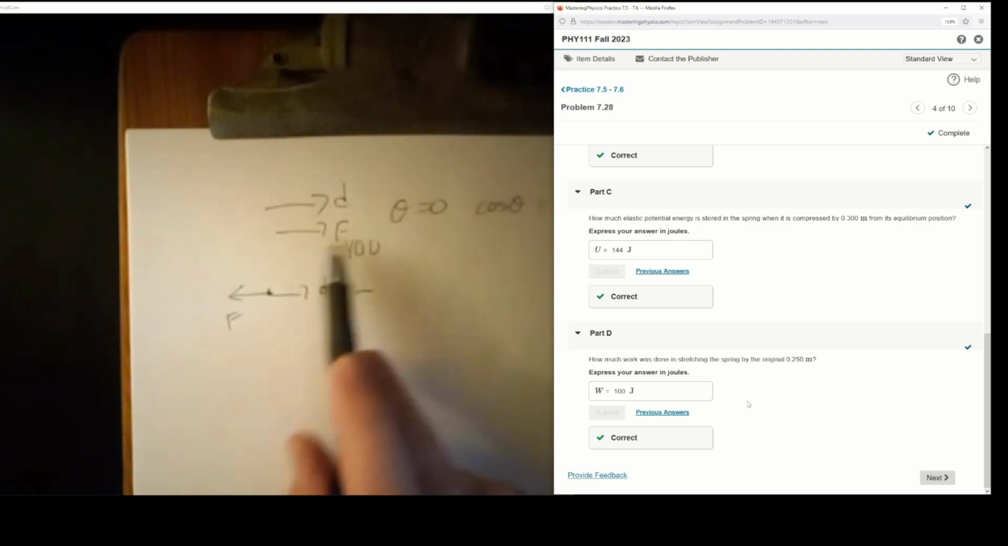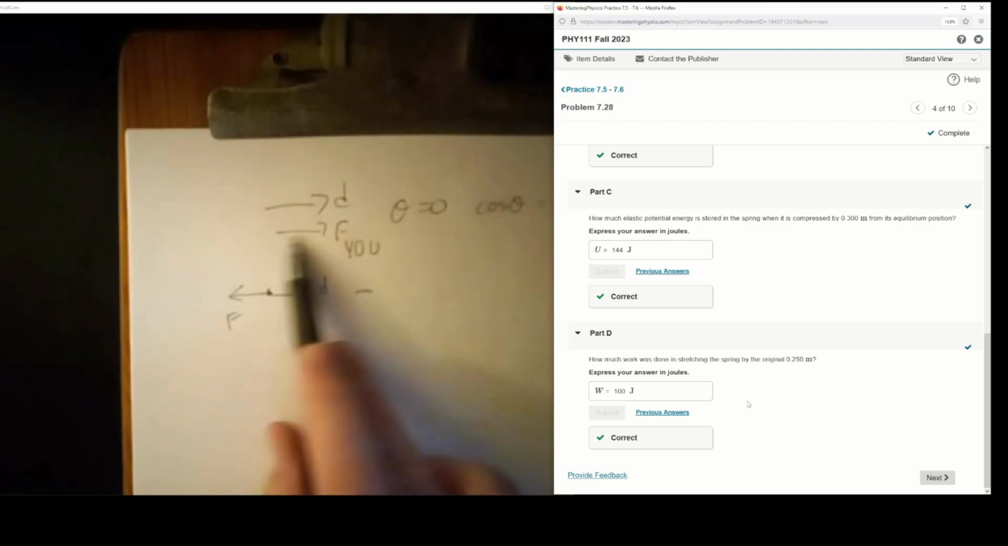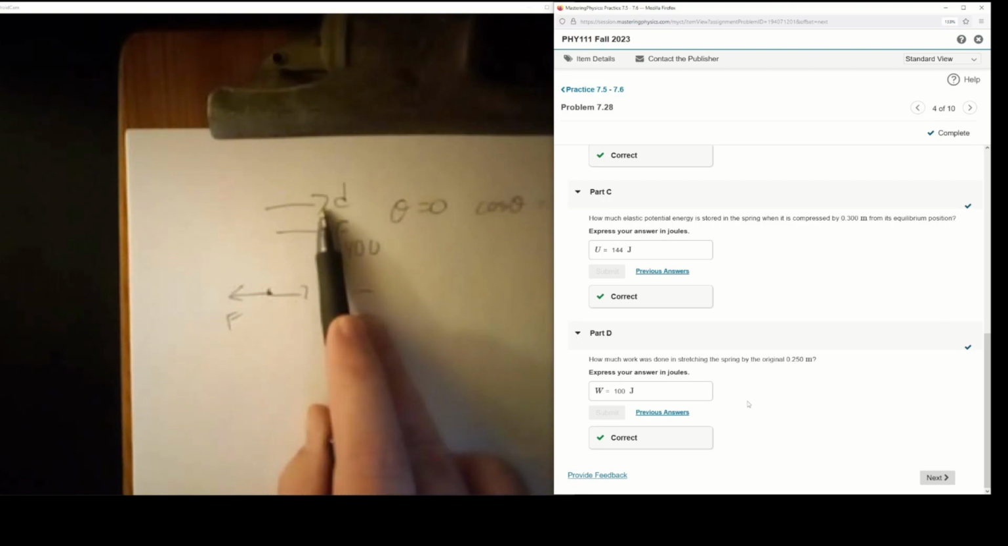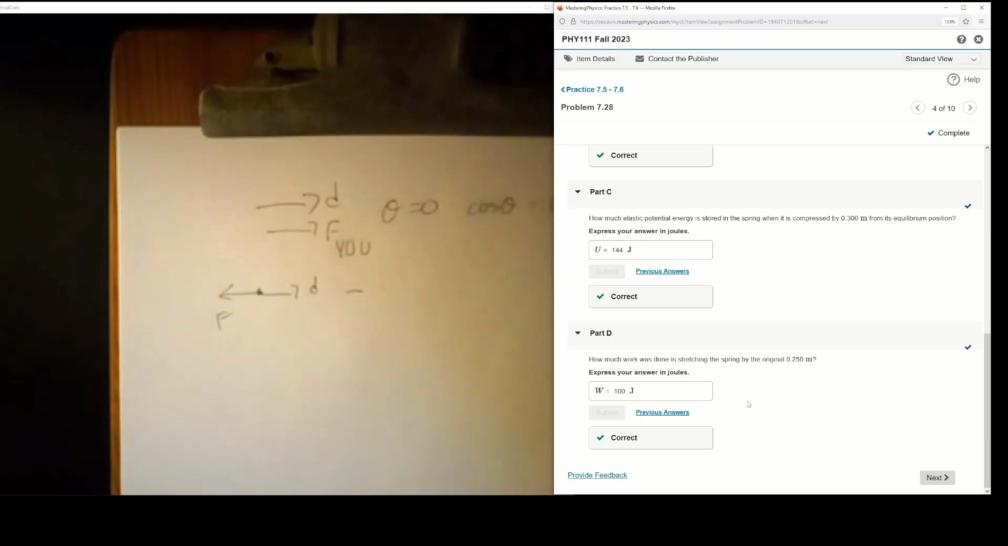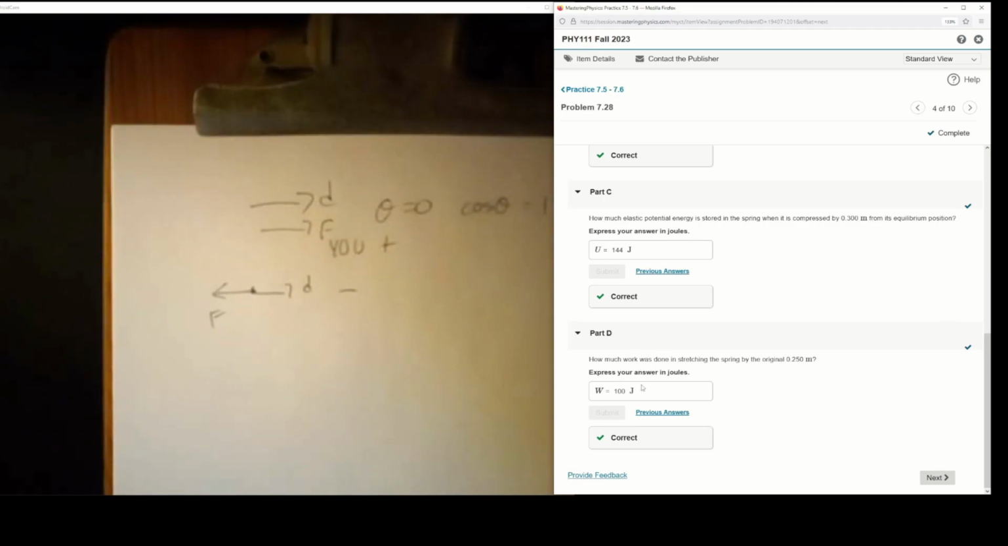But if you pull the spring, your force is in the same direction as the displacement. And again, that's 0 angle, and that comes out to be a positive work then. That's the difference in the minus sign with part D. You do positive work on a spring, but the spring is doing negative work as it tries to fight against you.